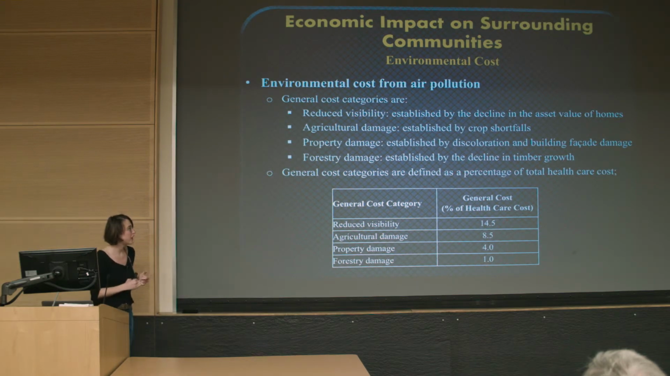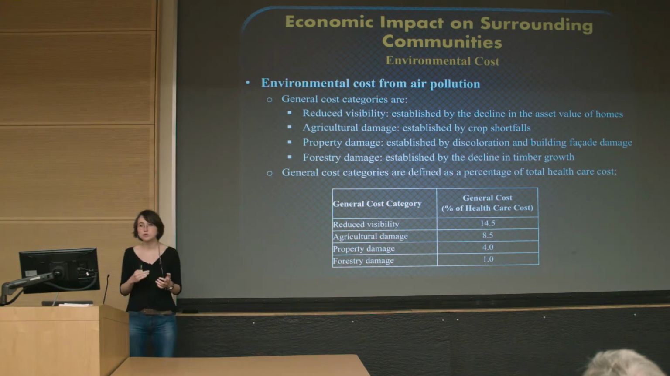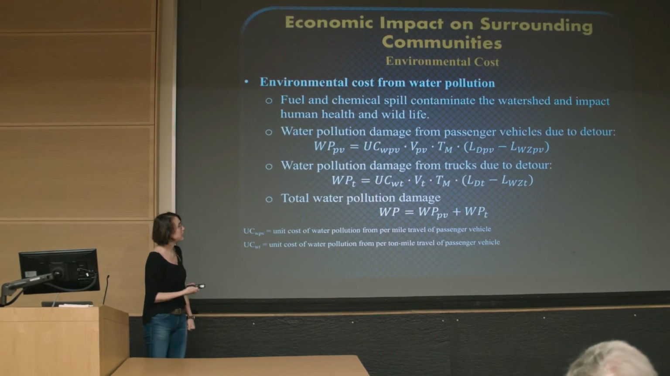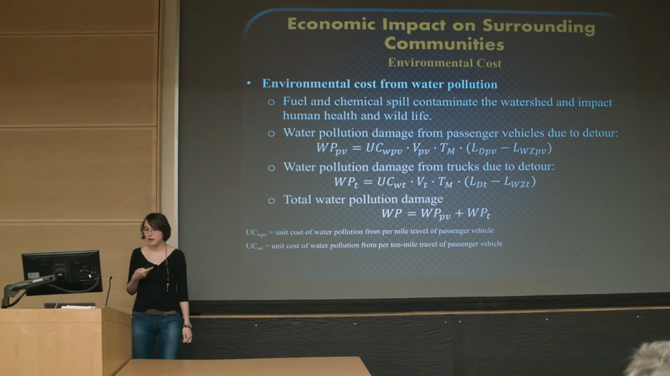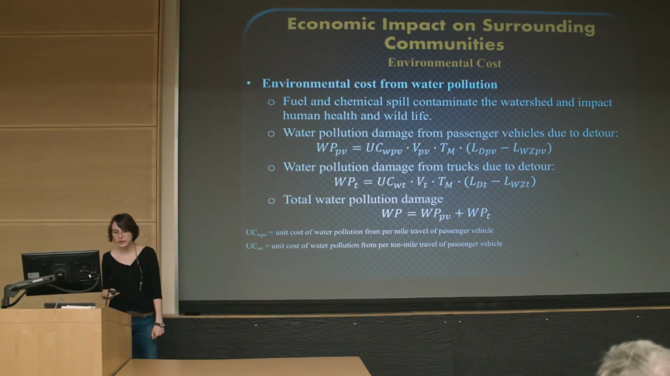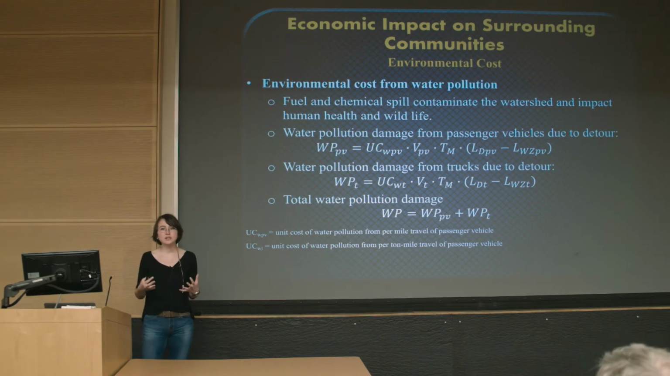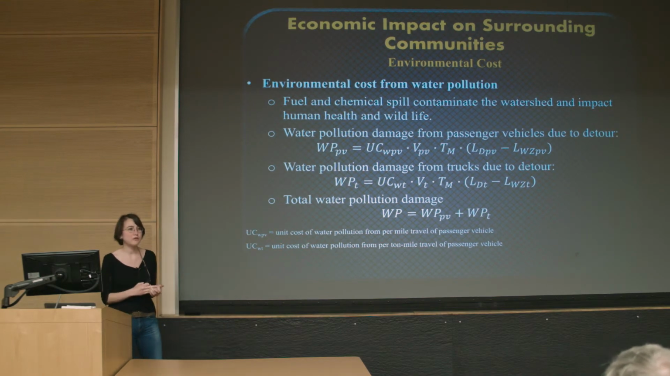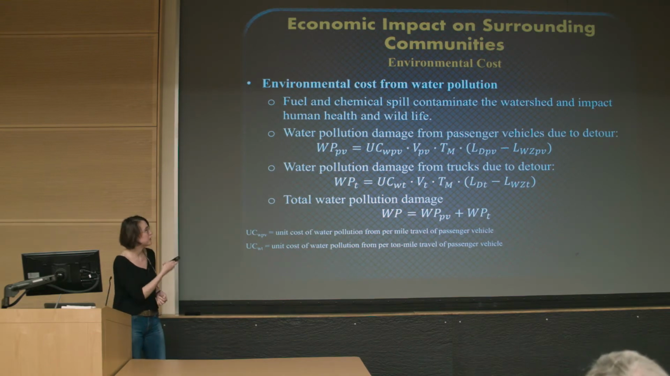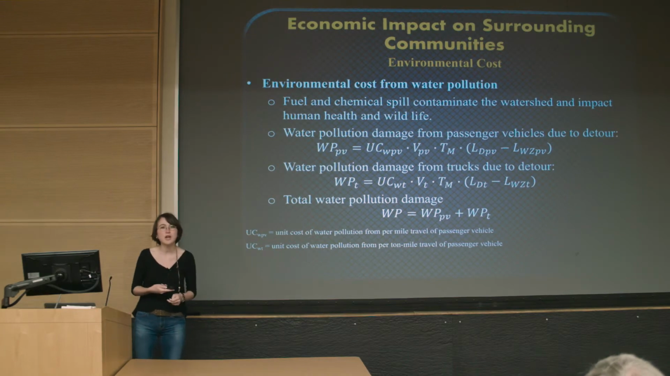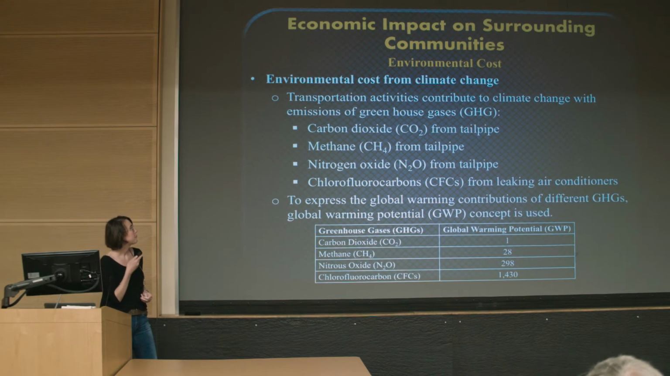So they can be quantified as a percentage of the total healthcare cost from trucks and passenger vehicles. And then another pollution type is water pollution. The reduced speed limits don't have anything to do with water pollution. So the only part we quantified for water pollution is the detour, while the traffic is traveling through the detour. So we have passenger vehicles and then trucks as well. The total water pollution damage is the summation of those two.